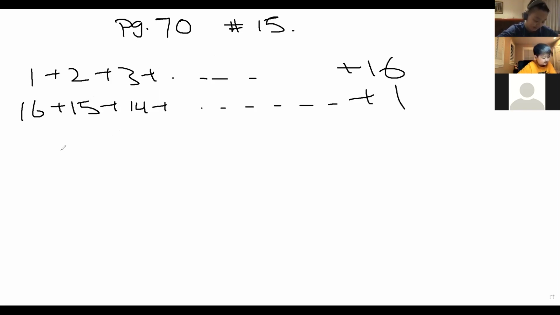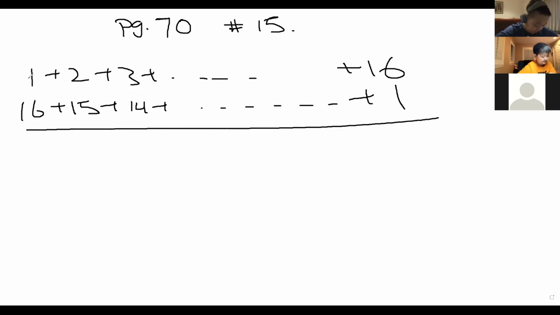Isn't it like 17? Yeah. So each matching pair gives you the sum of 17. So you can take 17 times 16 divided by 2. Yes. What is that?